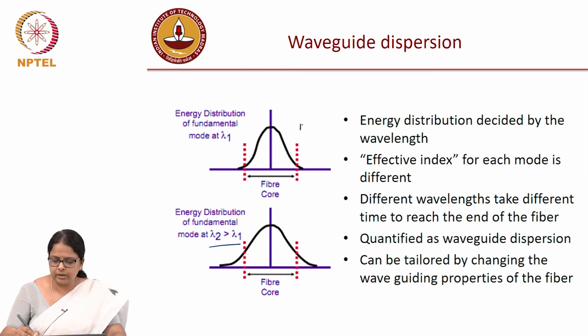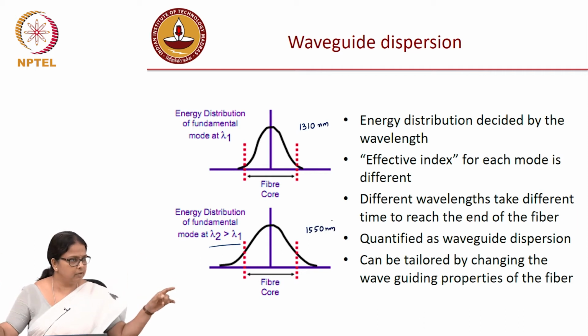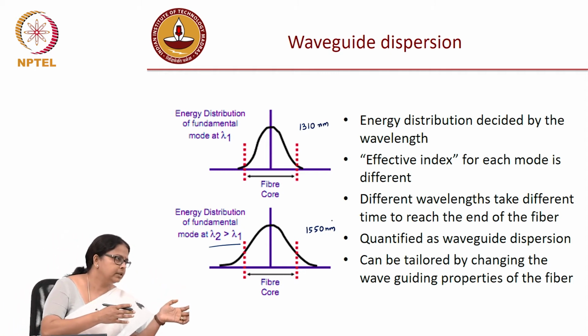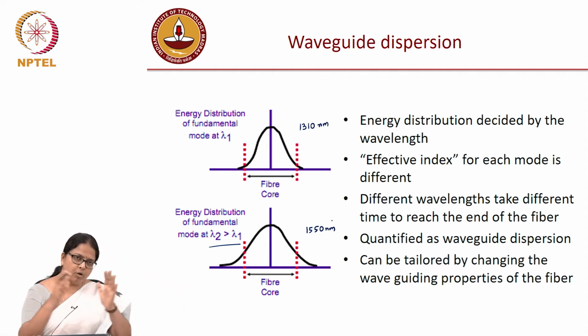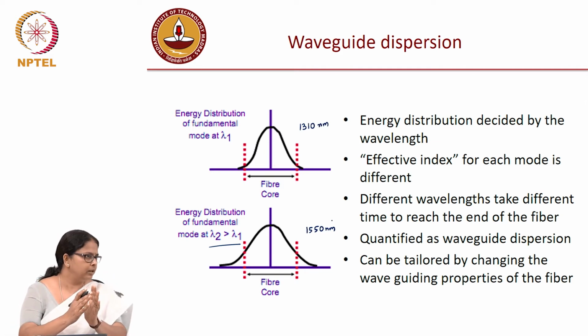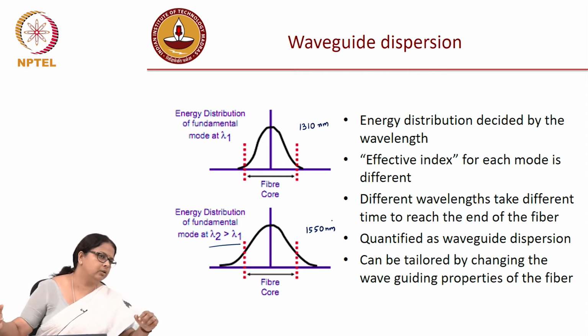For a standard commercial single mode fiber, if this is the mode field diameter or representation of the mode at 1310, this could be something at 1550 nanometer. The mode corresponding to 1550 nanometer is always more spread. Cutoff wavelength is closer to 1280 nanometer. So, 1310 is more guided, or more confined to the core, whereas as you go longer in wavelength, the mode actually spreads into the cladding.